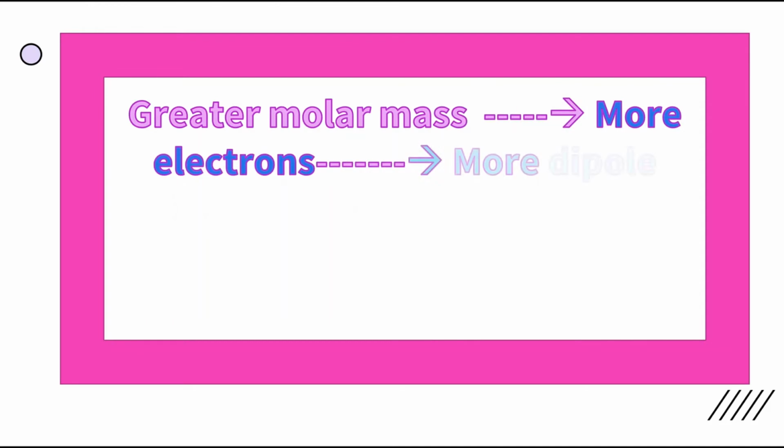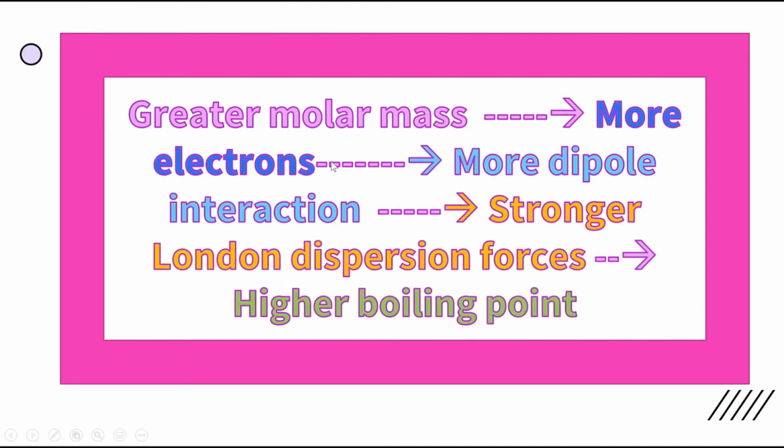So the greater the molar mass, the more electrons it has, and if the electrons are more, then the polarizability is more. It can induce more dipole interaction with the neighboring atom, and hence stronger London dispersion forces and higher boiling point. So from this fundamental idea, we can explain that if the molecular size is bigger or it has higher mass, then it should have a higher boiling point, with the help of London dispersion forces.